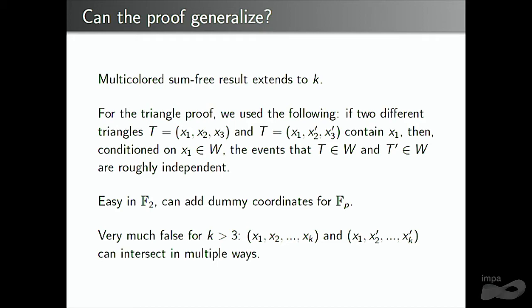But this is very much false for larger k. If we have these two k-tuples, they can intersect in multiple ways. They might intersect in 1 point, 2 points, 3 points, and so on. Furthermore, there's another thing that can go wrong: for example, they might intersect only in x1, but then you might have another linear relation between the x2s and the x2 primes, and that affects the joint probability. And so that makes it much more complicated.